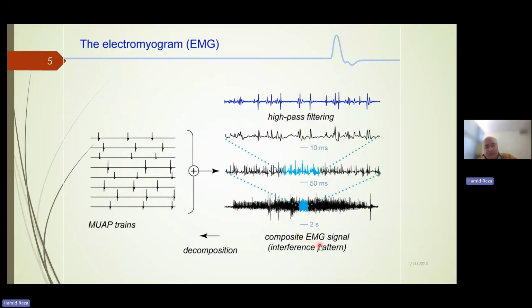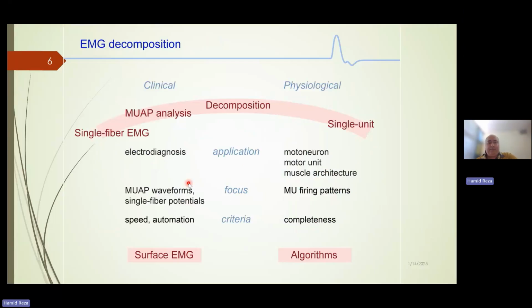So we have a composite EMG signal, which is also called the interference pattern. And through decomposition, we get the motor unit action potential trains. So this is the ultimate goal of any decomposition program. The EMG decomposition has various outcomes from clinical and physiological perspectives. From the physiological perspective, it is related to the way we get the output.